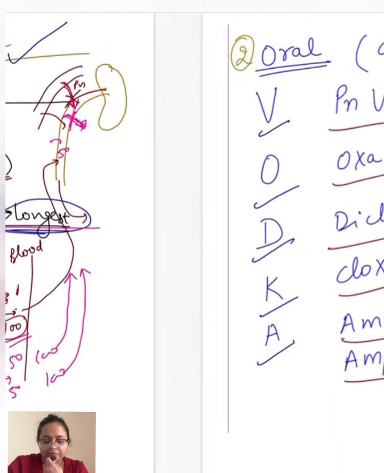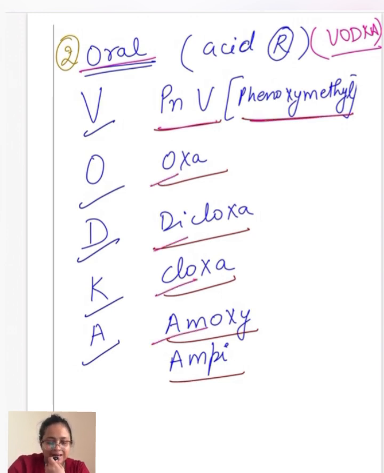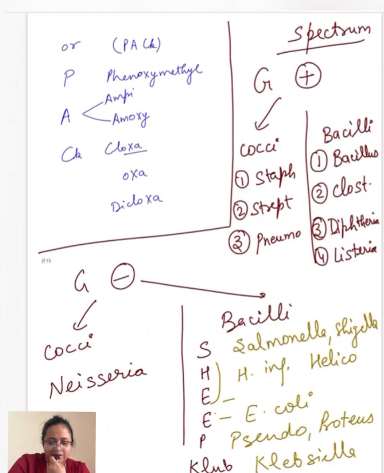If these were not oral, to overcome that we have oral penicillins, and oral penicillins include penicillin V, phenoxymethyl penicillin, oxacillin, cloxacillin, dicloxacillin, amoxicillin and ampicillin. These are acid resistant penicillins.